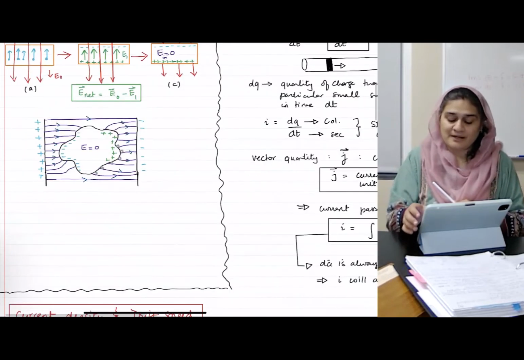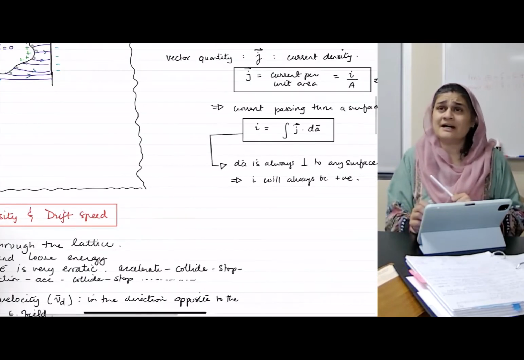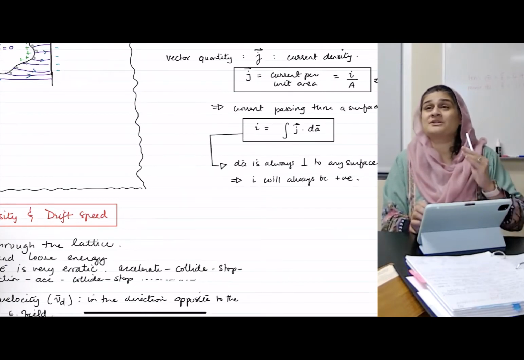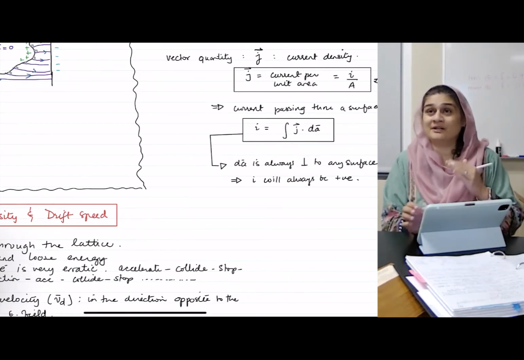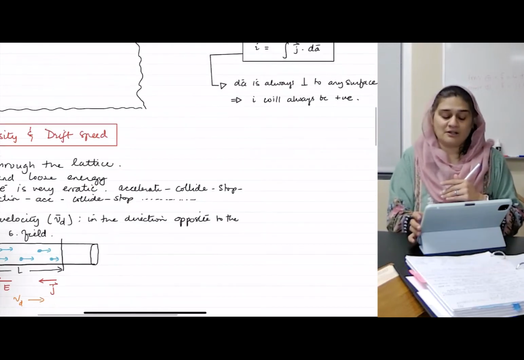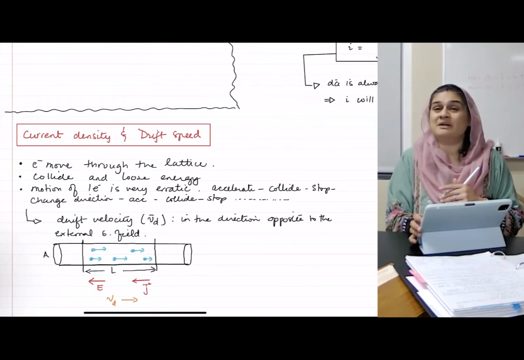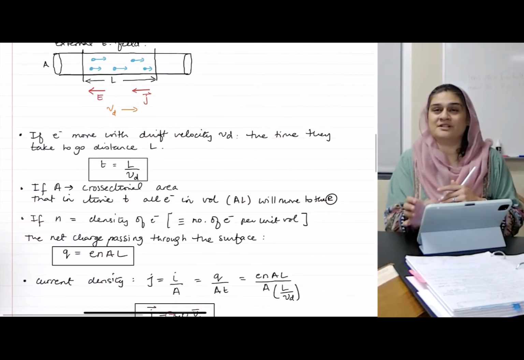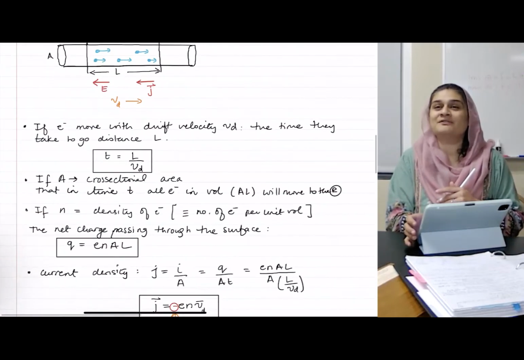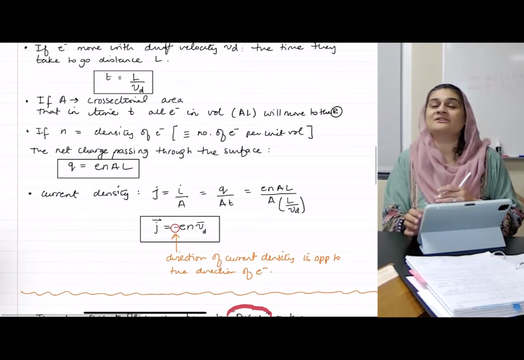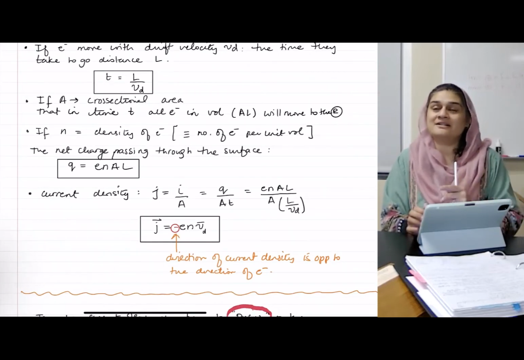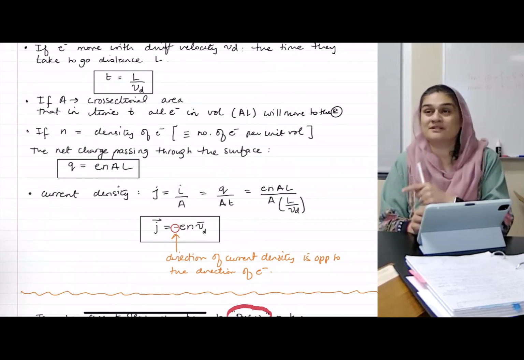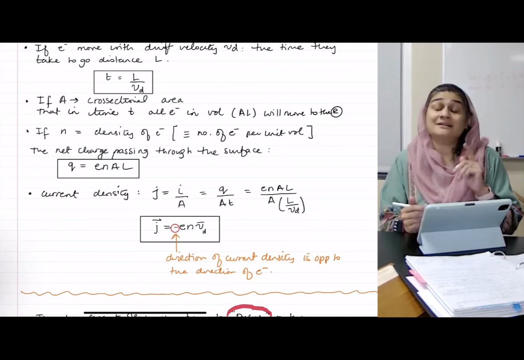And then we talked about current and current density. We talked about J, which is the current per unit area. We also talked about the drift speed and how that is affected, and we developed a formula for the drift speed. And we also developed a formula for current density in terms of its drift speed.